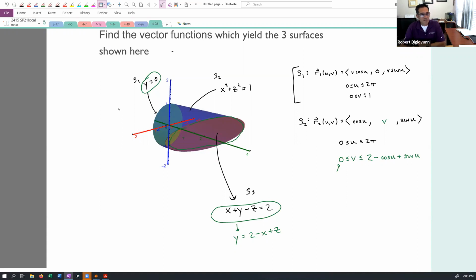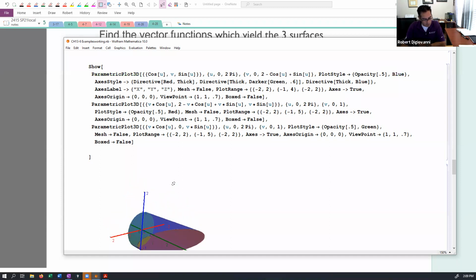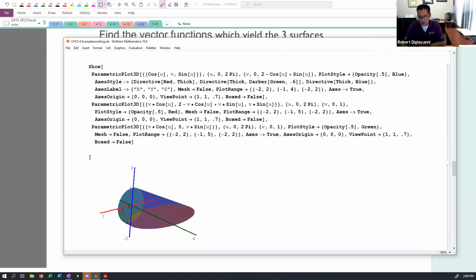Does that make sense? See, the book doesn't do this. They don't go through and start doing examples so you can get a grasp on this before you actually do the calculus. Now, if you don't believe that that draws it, here's my code, and it's this first one here: cosine u, v, sine u, u is between 0 and 2 pi, v is between 0 and 2 minus cosine u plus sine u, right there. And that's going to draw me the blue one, the blue region here. So that's the blue one right there. Or the blue surface.